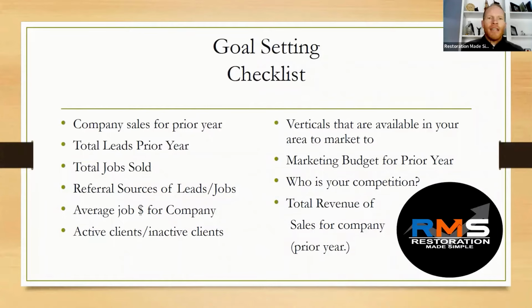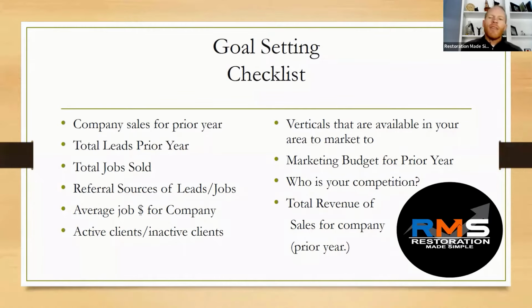Third thing that you need is how many jobs were sold. So once you see the total number of leads and you see how many jobs were sold, you're going to know what the close ratio is for the company. Let's say you're at a 50% close ratio. As you make your numbers for the new year, that's going to be the number that you're going to calculate to be able to make goals for the new year.